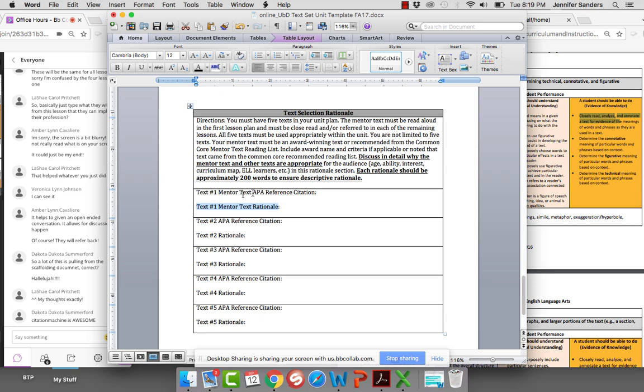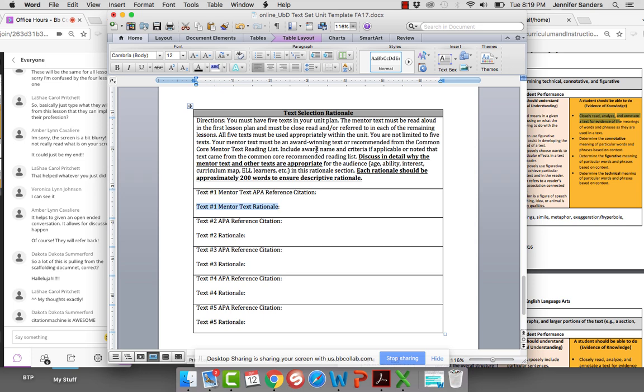Your first text is your mentor text. Then you have 3 other texts. Now, text can be a picture. A text can be an oral piece of text, like an oral speech, an article. And so the APA citation may be difficult for you to do. So I would rely on OWL Purdue to help you figure out how to do the citation for APA for those references. And of course, Citation Machine can also help you on that.